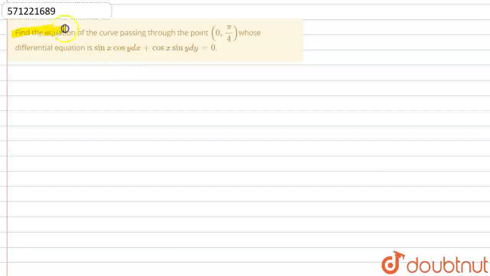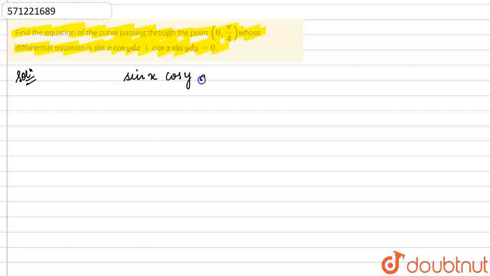Hello friends, the question is find the equation of the curve passing through the point (0, pi by 4) whose differential equation is sin x cos y dx plus cos x sin y dy is equal to 0. Okay, so we are given the differential equation as sin x cos y dx plus cos x sin y dy is equal to 0.